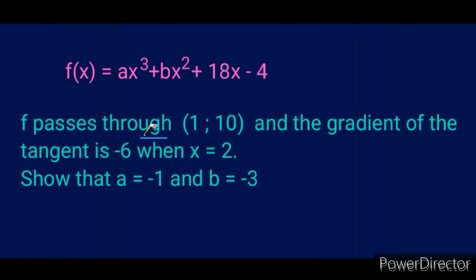So first of all, we're given a point. We're told that f passes through this point. And the second piece of information is the gradient of the tangent. The gradient of the tangent is very important. You have to understand the gradient of the tangent. So what do we mean?